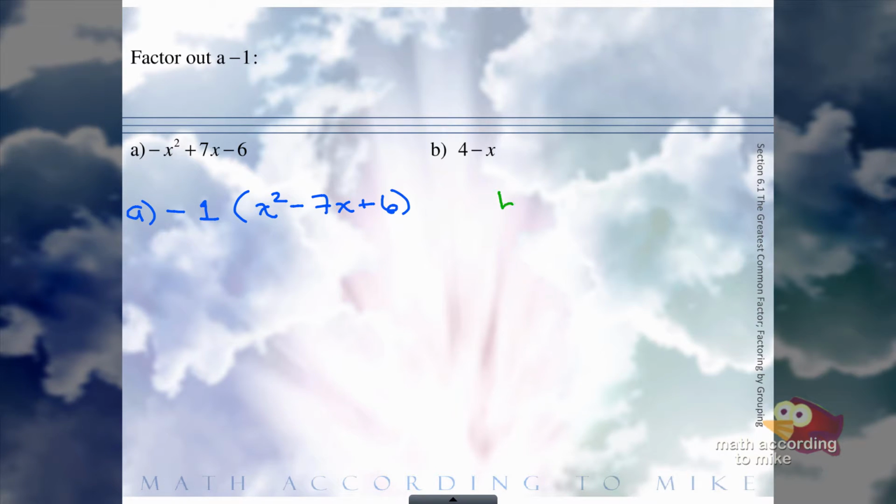In part B, same thing. If we pulled out a -1, the 4 becomes -4, and the -x becomes plus x.